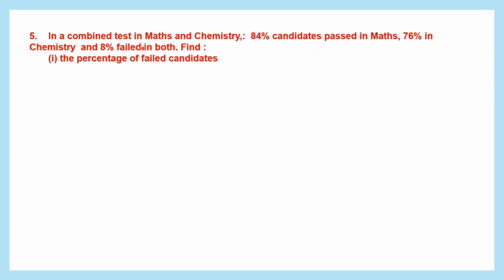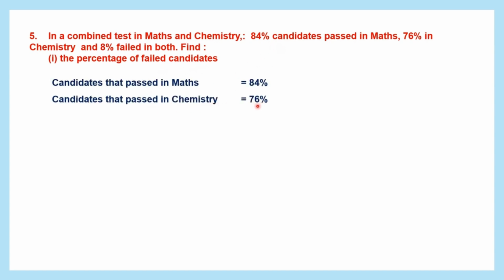Question 5. In a combined test in maths and chemistry, 84% candidates passed in maths and 76% in chemistry, and 8% failed in both. Now, first thing we have to find is the percentage of failed candidates. So let's write what's given to us. Candidates that passed in maths is 84%, chemistry is 76%, and that failed in both is 8%. So failed in both is 8%.